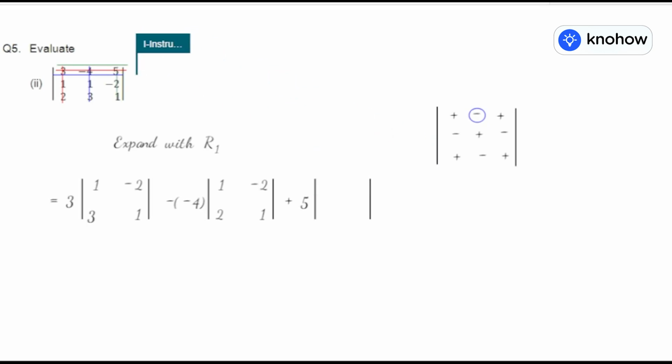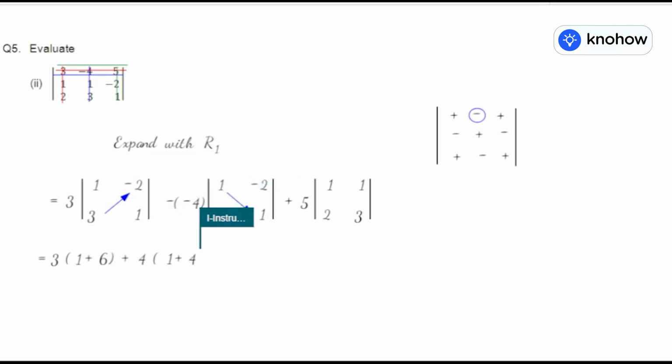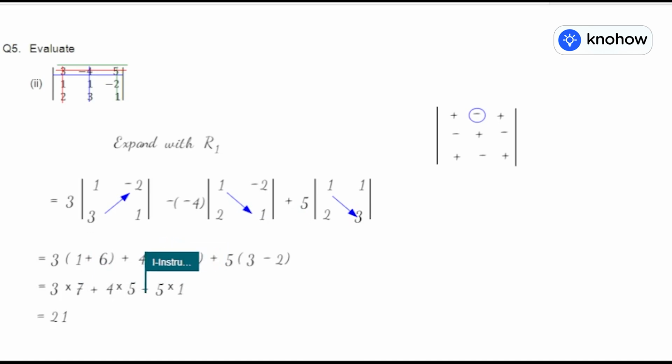It will be 3 times 1 and minus minus, because the product will be minus. So minus minus plus 6, and here minus and minus plus 4 times 1 and minus plus 4, and for the third term 5 times 3 minus 2. So it is 3 times 7 plus 4 times 5 plus 5 times 1, and you get 21 plus 20 and plus 5, that is 46, the value of the given determinant.